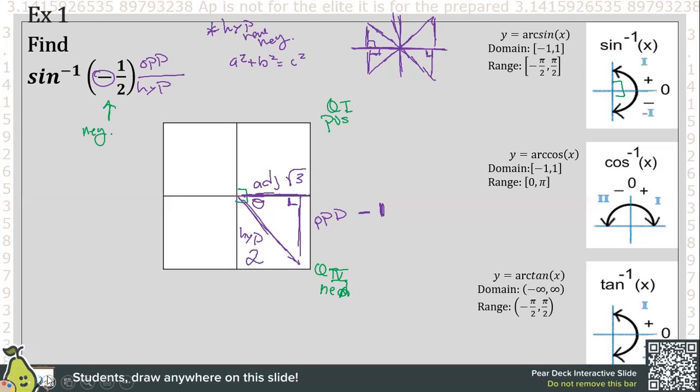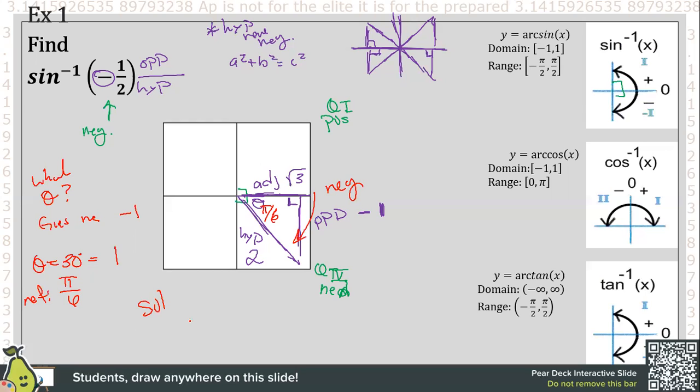By saying what theta gives me this -1. Well, I know that in my 30, 60, 90 triangle, when theta is 30 degrees, it gives me 1. In other words, pi over 6. So I want you to know that is a reference angle. So this right here is pi over 6. But keep in mind that it goes in this direction, so it is negative. My solution is negative pi over 6.